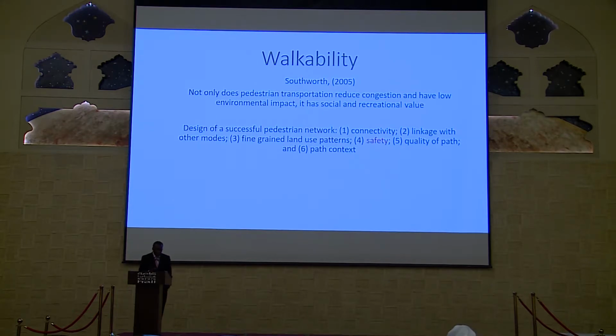And also, the advantage of having a walkable street is that you reduce the use of traffic because you have more people walking. It's healthy for people as well. These are some of the items that you should consider in having a walkable environment: connectivity, linkage, drainage, safety and quality of path, and also the path context. But safety is a very key issue. Before you can have a walkable street, there should be an element of safety.